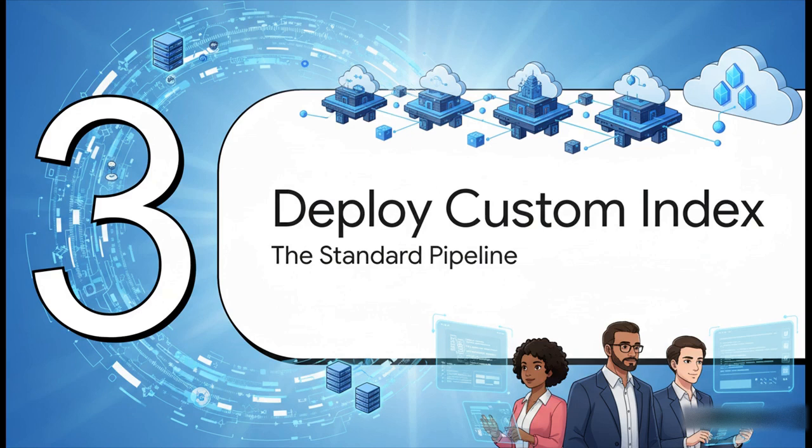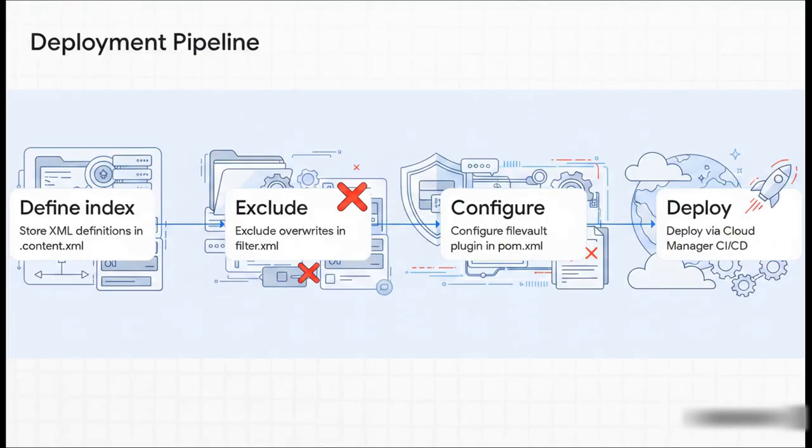Let's move to Section 3, Deploying your custom index, the standard pipeline, and see how this all builds out. Okay, here's the classic developer blueprint. Step 1, you define your index in your .content.xml file and stash it in your codebase, right under ui.apps/src/main/content/jcr_root/_oak_index. Step 2, you've got to make absolutely sure to exclude unwanted overwrites in your filter.xml. Step 3, configure the FileVault plugin in your pom.xml. And step 4, deploy the whole shebang via the Cloud Manager CI/CD pipeline.